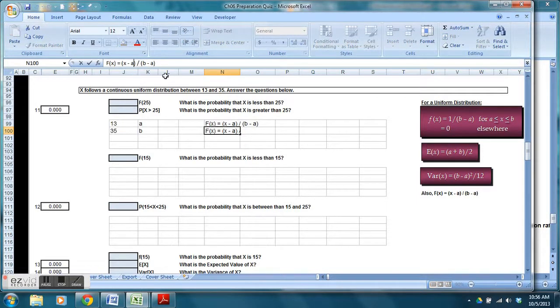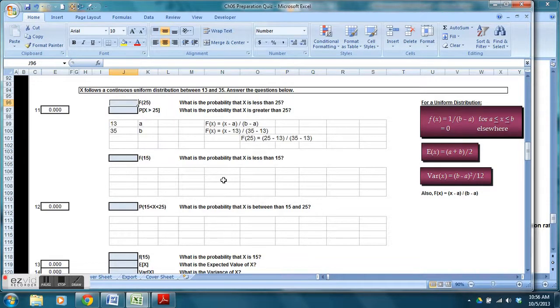First we can change the A and B. We know that A is 13, B is 35. Let's not forget that parenthesis. And for this question we are interested in f of 25. So we just take out the x and put in a 25 instead, and plug and chug away.